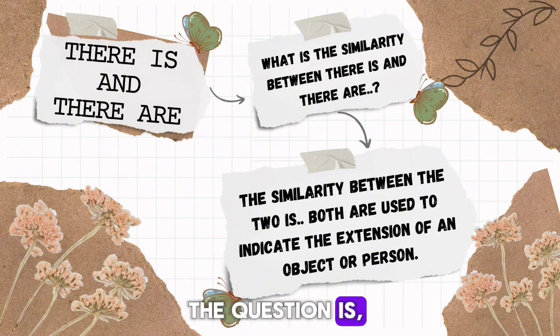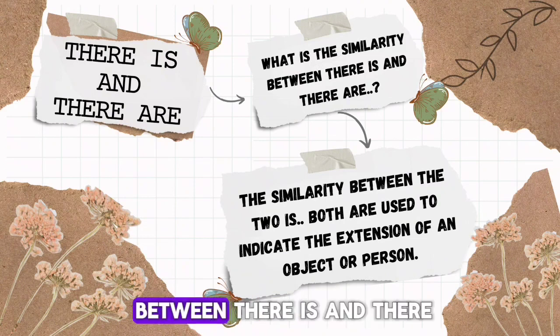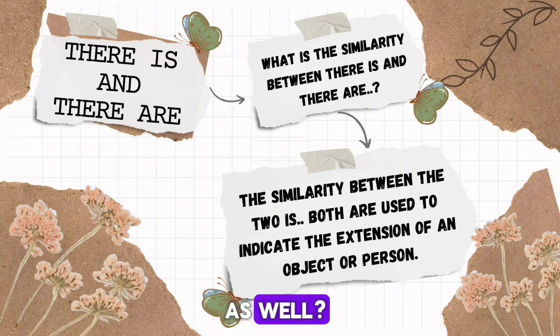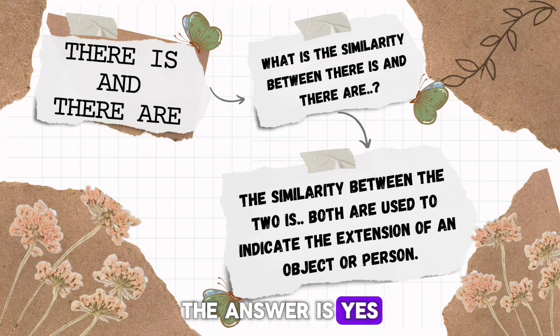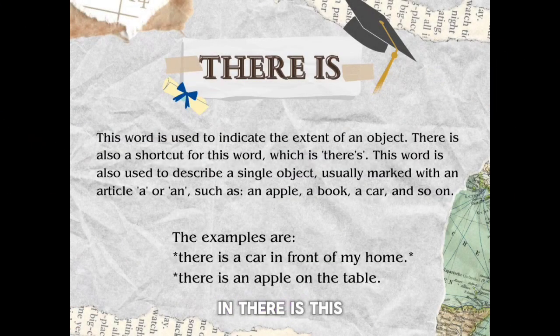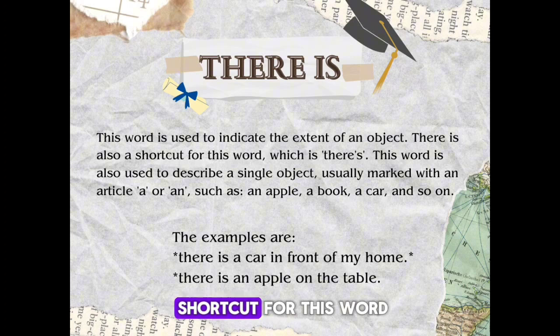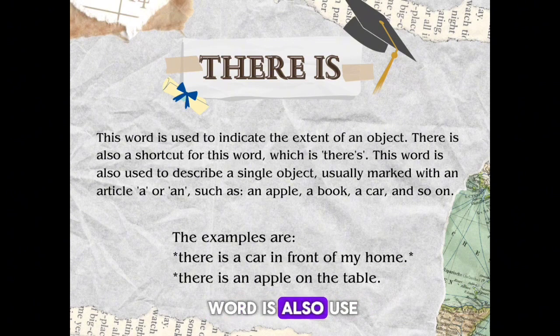Now, the question is, is there a difference between there is and there are as well? The answer is yes. In there is, this word is used to indicate the existence of an object. There is also has a shortcut, which is there's. This word is also used to describe a single object, usually marked with an article a or an, such as an apple, a book, a car, and so on.